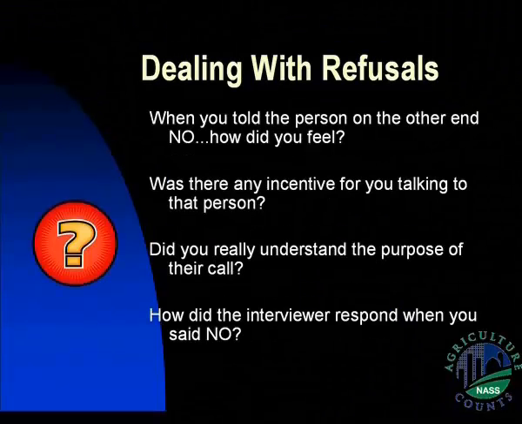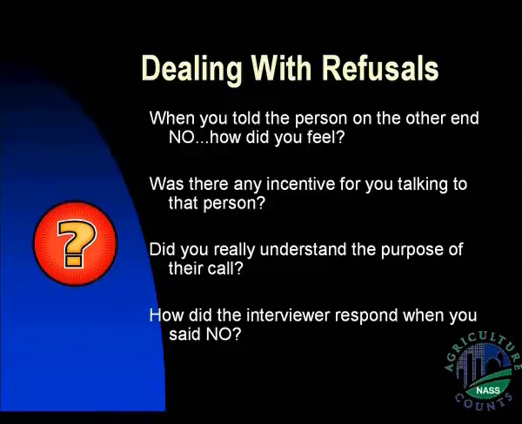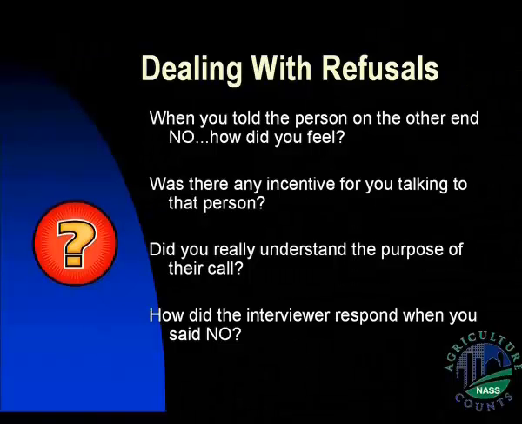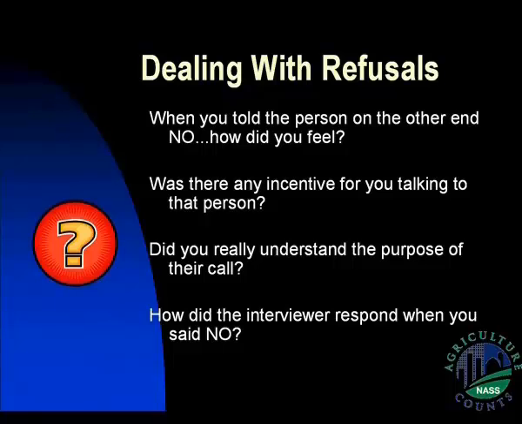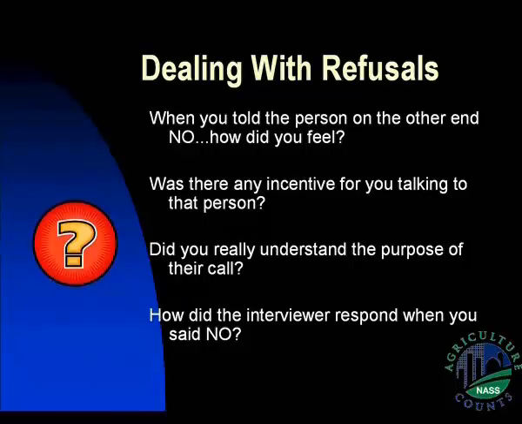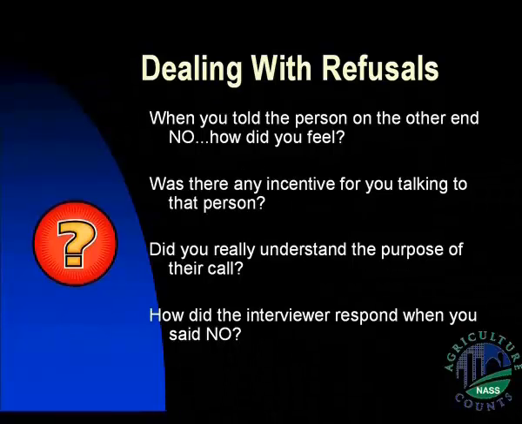Okay, dealing with refusals. When you told the other person on the end no, how did you feel? Great? Was it for a sales call or was it a survey? Sales call. And I should clarify, those are probably a little bit different. I sort of hang up on those too. Could you sense any incentive for you participating, except for example here? Were you given a good reason for why you needed to complete the survey or respond? And how did the interviewer respond when you said no? Or did you just simply hang up and not wait for the answer?